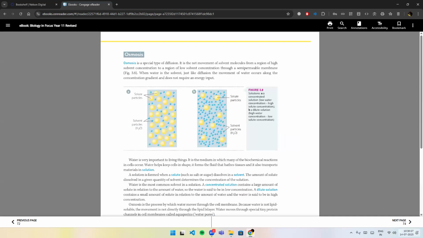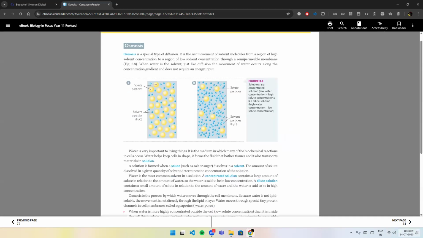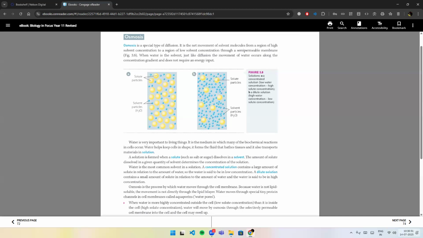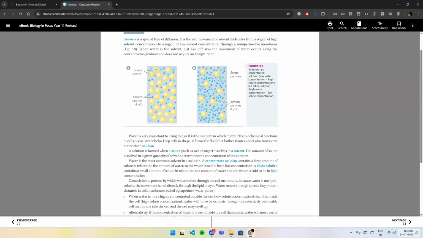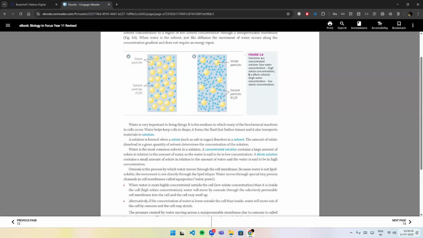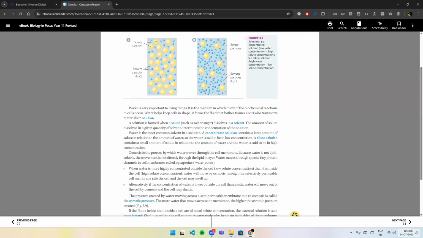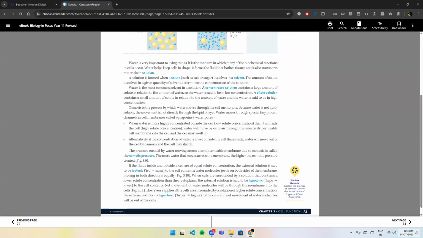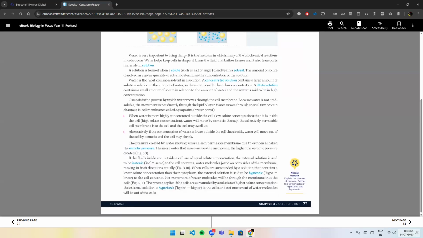Osmosis. Osmosis is a special type of diffusion. It is the net movement of solvent molecules from a region of high solvent concentration to a region of low solvent concentration through a semi-permeable membrane. When water is the solvent, just like diffusion, the movement of water occurs along the concentration gradient and does not require an energy input. Water is very important to living things.